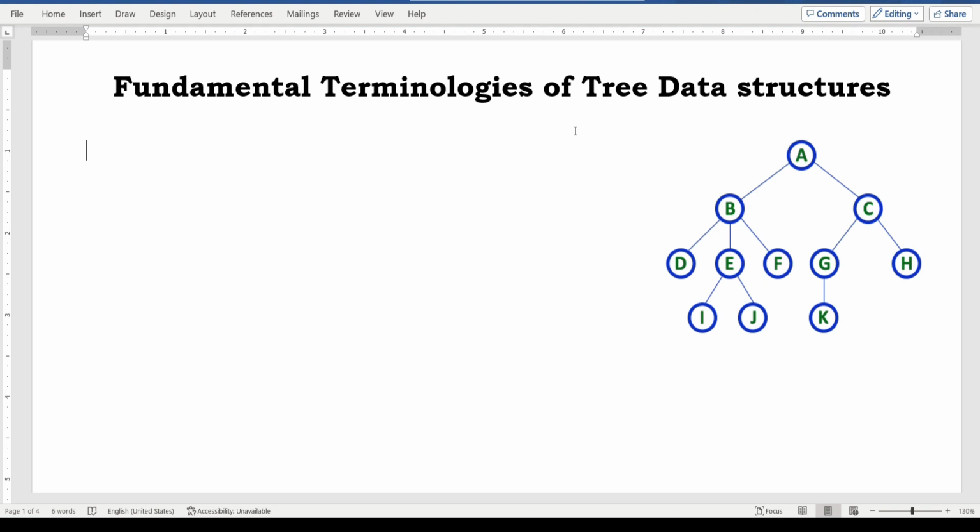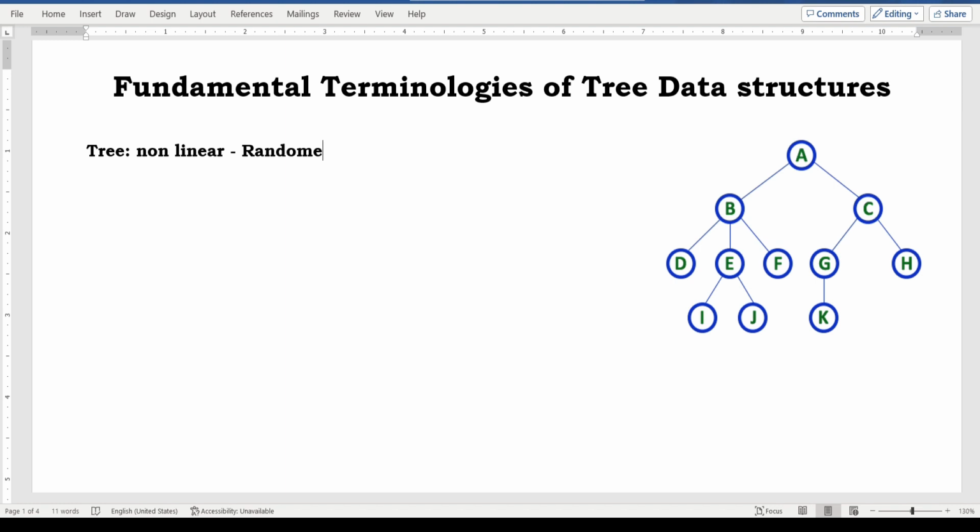Fundamental terminologies of a tree data structure. Tree. In a linear data structure, data is organized in a sequential order. In a non-linear data structure, data is organized in a random order. A tree is a very popular non-linear data structure. So tree is a non-linear data structure, and the elements are organized in a random order.